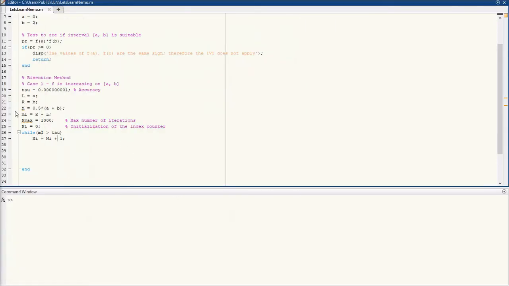All right, so let's write that up. If f of m is a positive number, our second case is if f of m is less than 0, and our last case is if f of m is equal to 0, that means we're done because that means it's our solution.